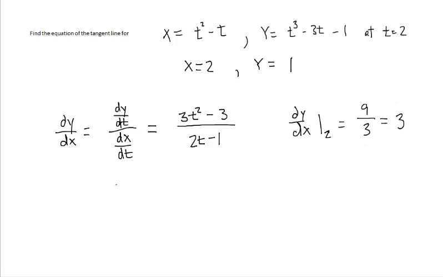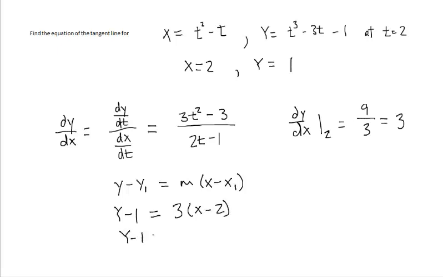So now we're going to use y minus y1 is equal to m times x minus x1. And then we have y minus 1 is equal to 3 times x minus 2. And then we simplify. So y minus 1 is equal to 3x minus 6. And now we add 1 to both sides. And we get y is equal to 3x minus 5.